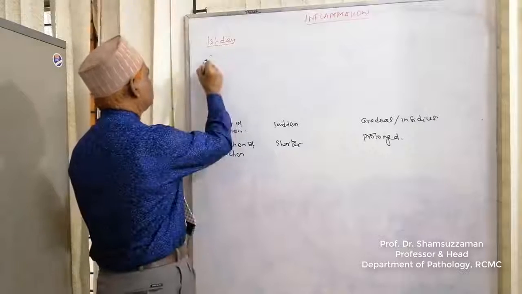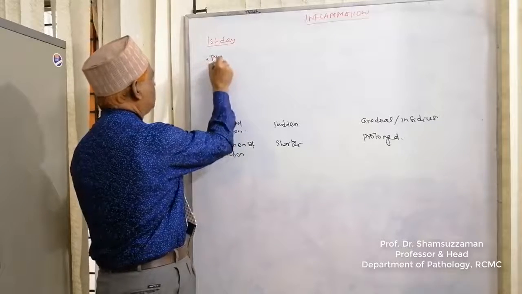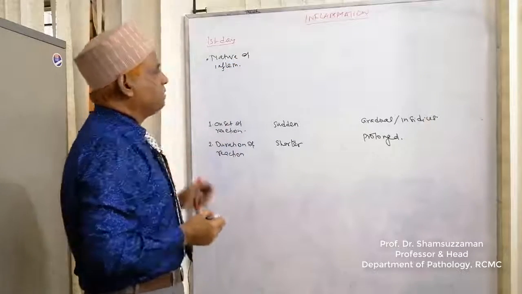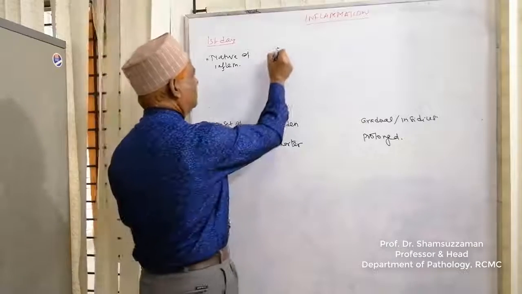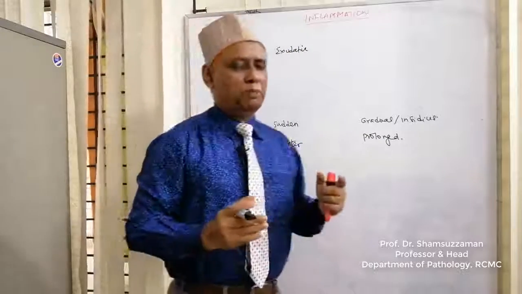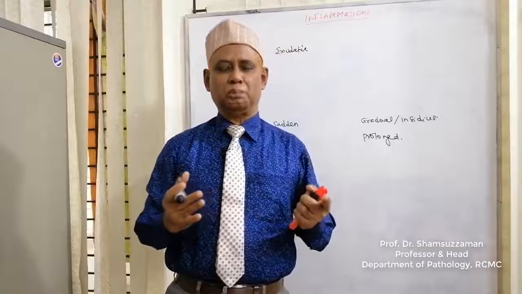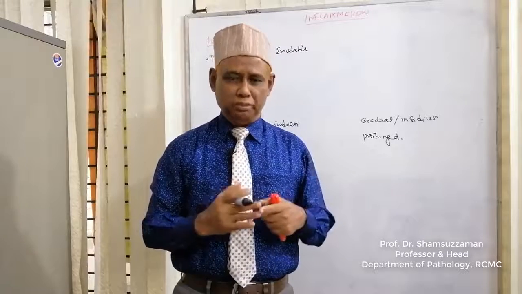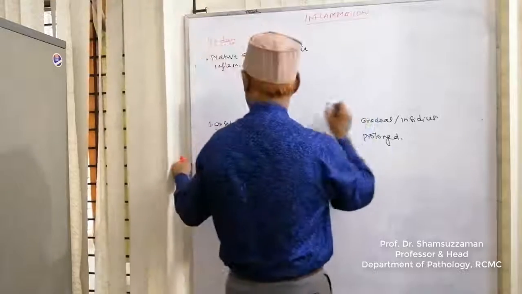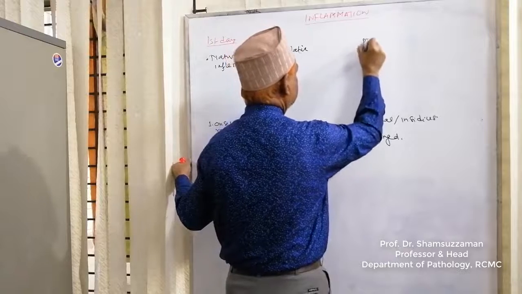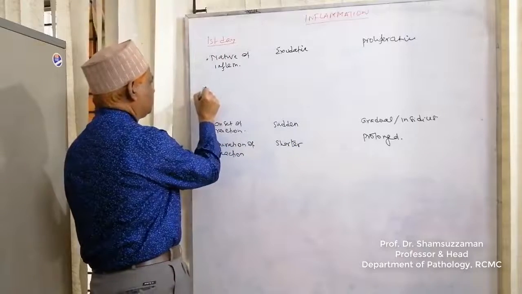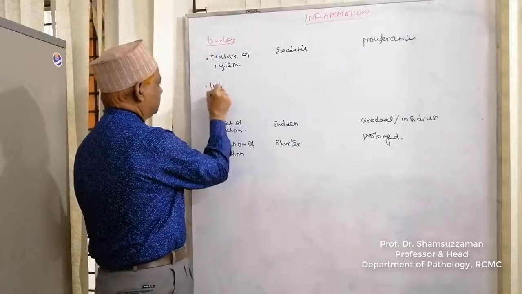Number three, nature of inflammation. The nature of acute inflammation is exudative. In case of acute inflammation, at the site of inflammation, there is formation of exudate, so it is called exudative nature. What is exudate? It will be discussed later on. And the chronic inflammation is proliferative in nature.